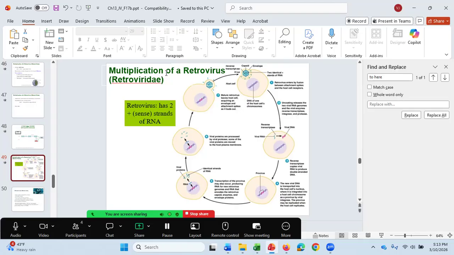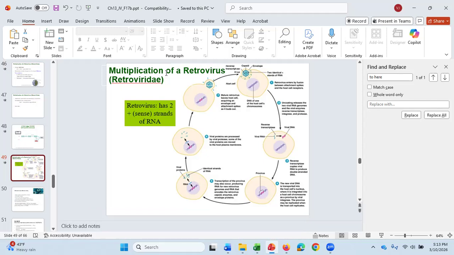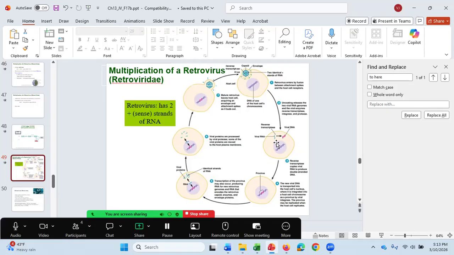The one exception to the RNA viruses, the rule of thumb is they multiply in the cytoplasm. Retroviruses are an RNA virus, but they multiply in the nucleus. And it's because they have a DNA intermediate. Any question about any of that?